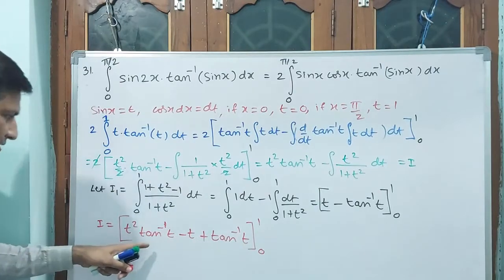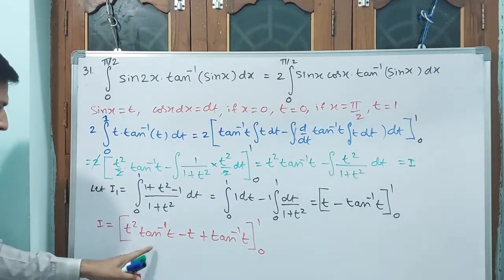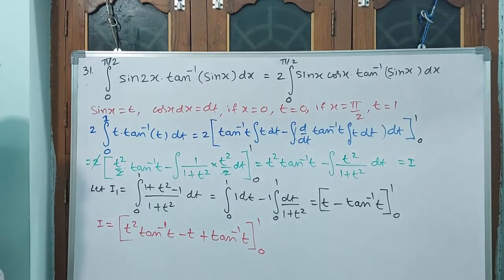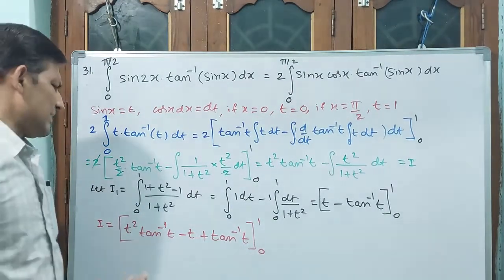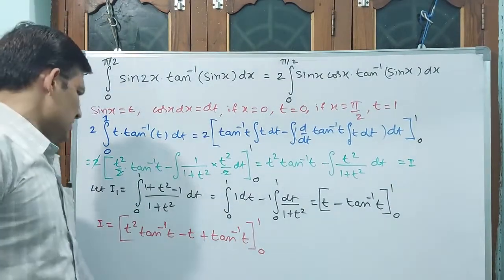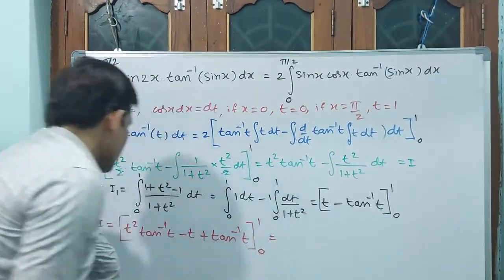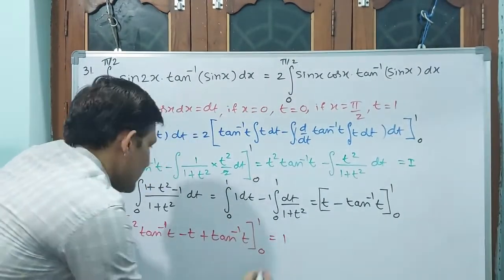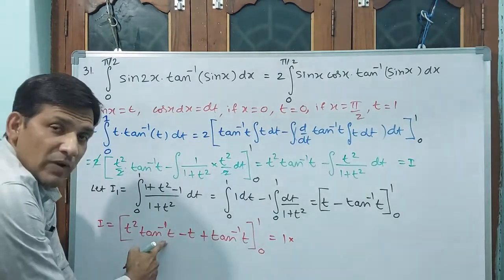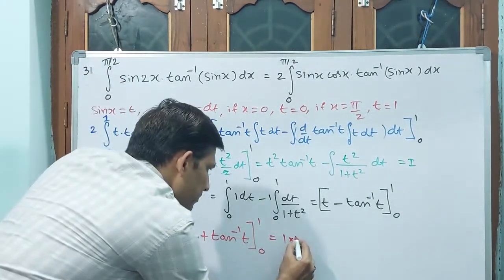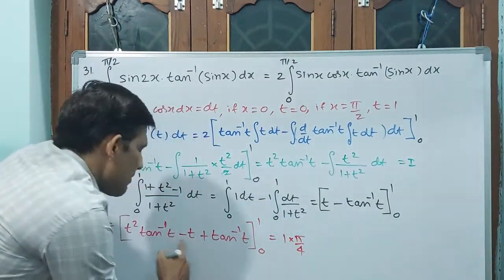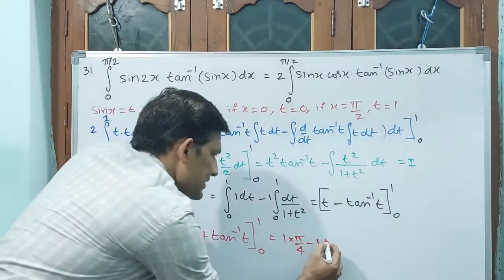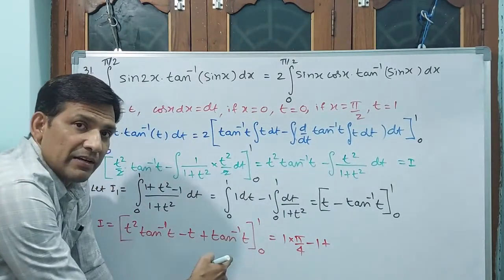You see, you cannot take anything common here. T is tan inverse t. You can take common t square plus 1. Yes, you can take common tan inverse t. Okay, let it be, not required. Let us proceed. That is equal to, so t square means first I am applying 1. 1 square, 1 into tan inverse 1. Tan inverse 1 is pi by 4. Pi by 4 minus t is 1 plus again tan inverse 1, pi by 4.